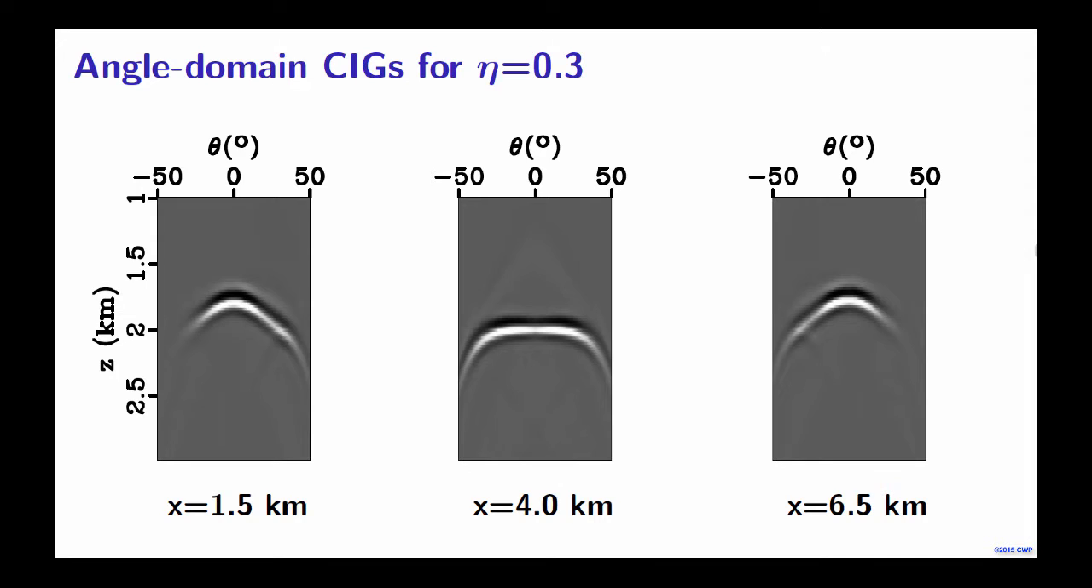And these are overstated values of eta, showing the same behavior. So from this simple example, what I would like you to remember is that the influence of eta, the signature of eta in the extended domain, is dip dependent.